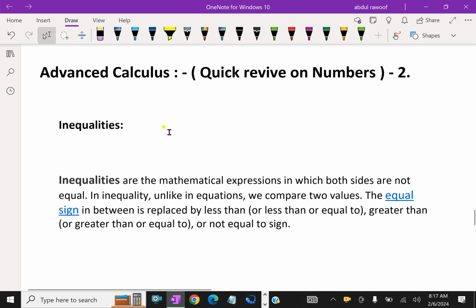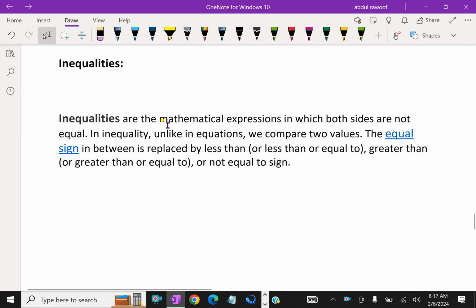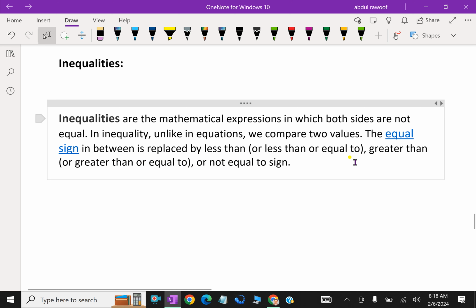In advanced calculus, let us do a quick review on numbers. In that, we'll discuss inequalities. Inequalities are the fundamental expression in which both sides are not equal. In inequalities, unlike in equations, we compare two values. The equal sign in between is replaced by a less than or greater than sign, which is introduced in between those numbers.